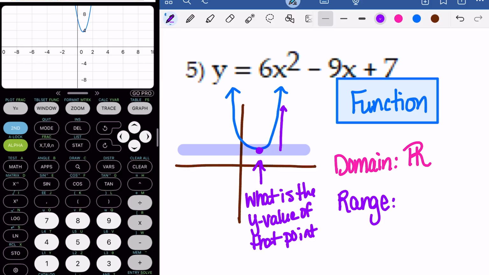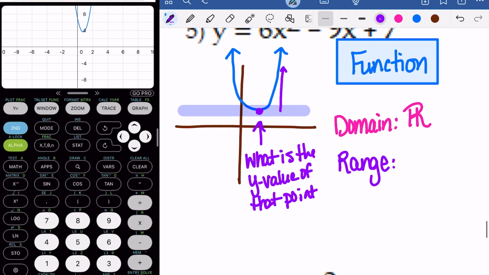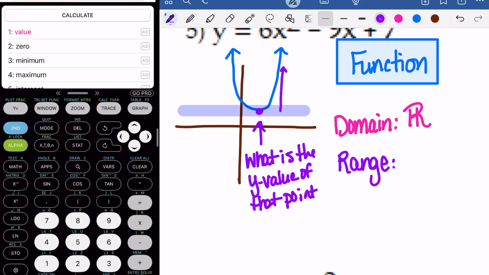So how do we determine that? We can use our calculator. And to do that, here's how you find it. We're going to press the following buttons. We're going to press second, trace. Now, this is a minimum value. So we're going to find the minimum, that's 3.